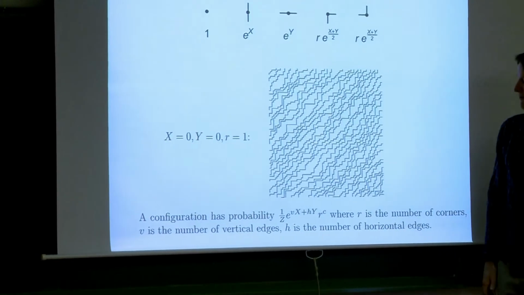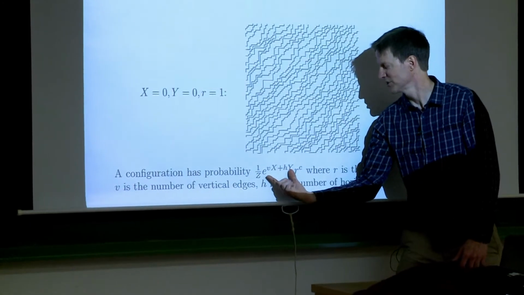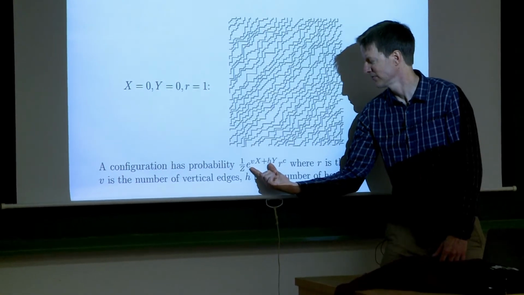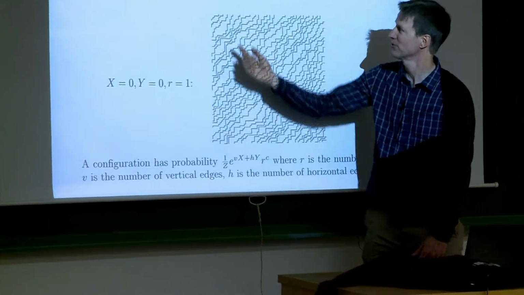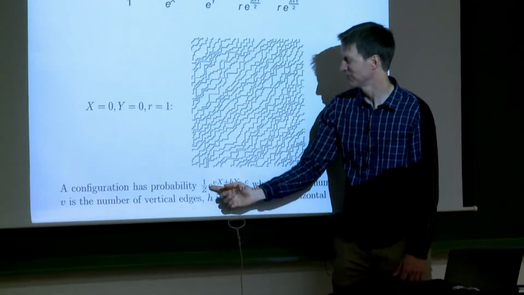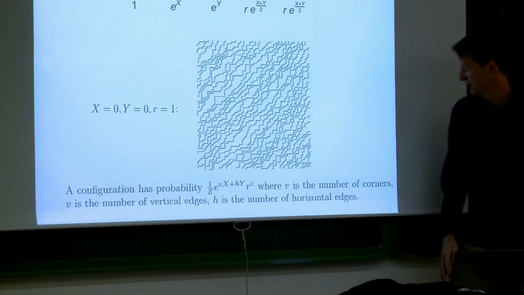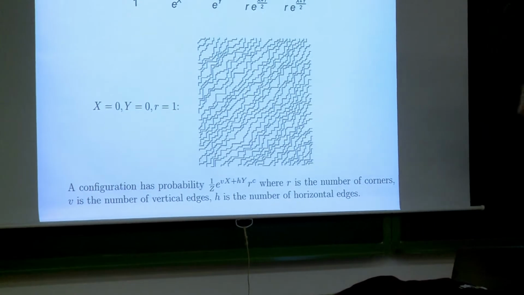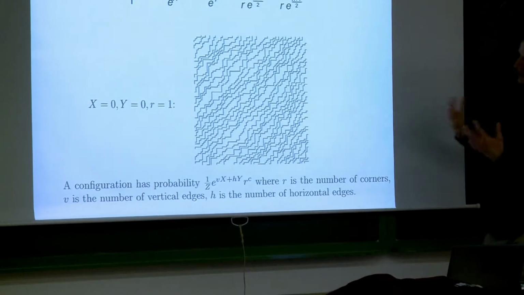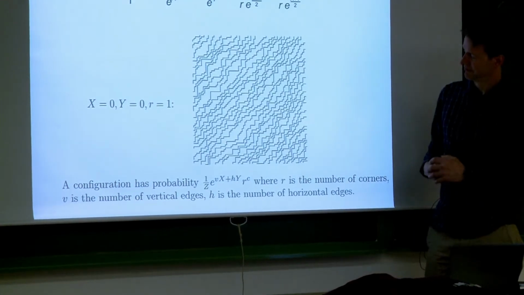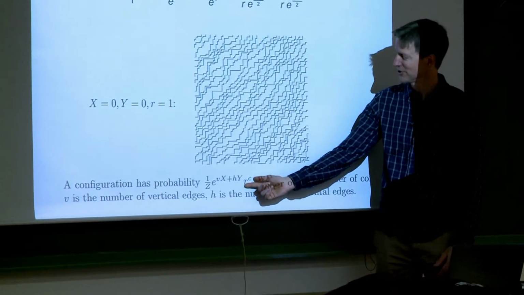And so here, a configuration has a probability which is proportional to e to the vx plus hy, times r to the number of corners, where v is the number of vertical edges, h is the number of horizontal edges, and r is the number of corners. So I moved away from the uniform measure, but only in a reasonably simple way. For each corner I get a factor of r.